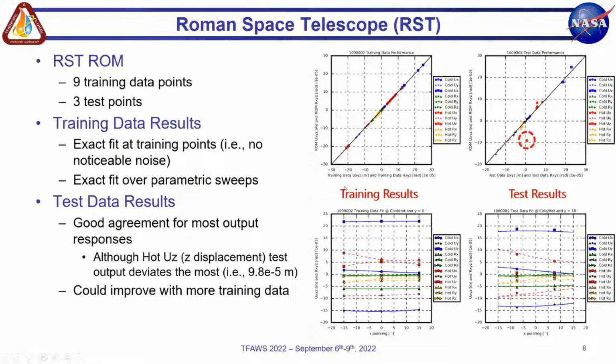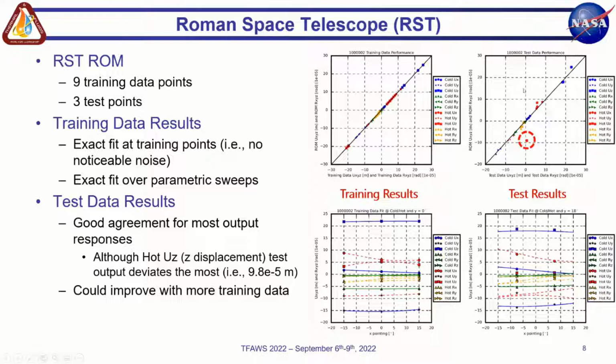Okay, on the left-hand side here, we have the training results. Again, we would expect to see perfect agreement between the developed reduced order model and the truth results, and we do see that. The reduced order model was based on 9 training data points. And we see, again, perfect agreement on this top left plot, and then perfect agreement on the bottom left plot.